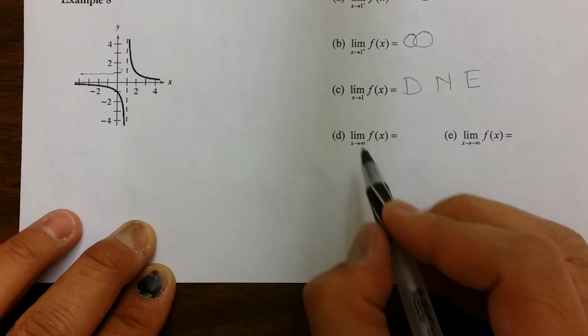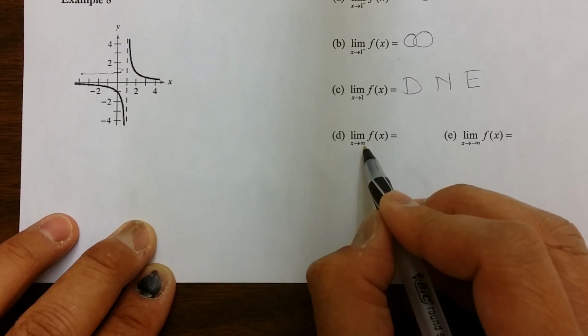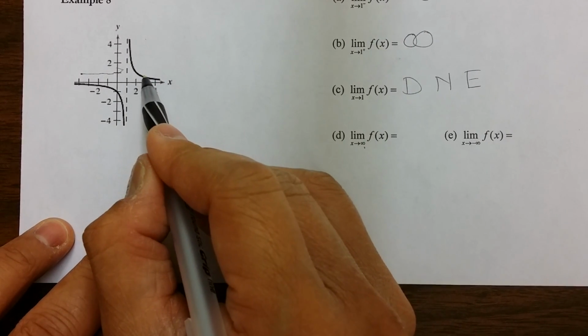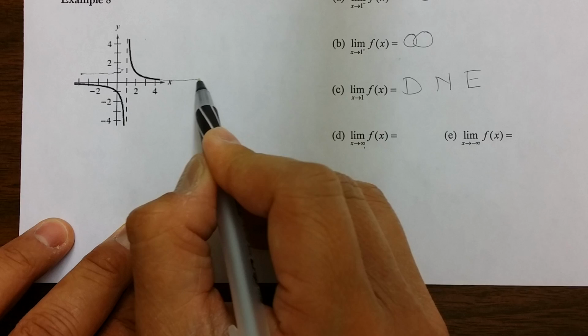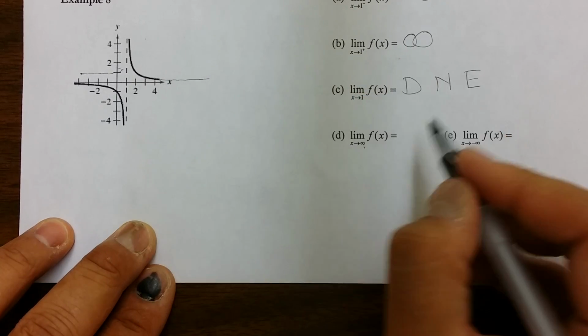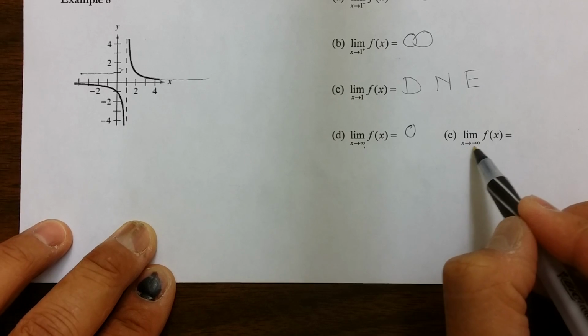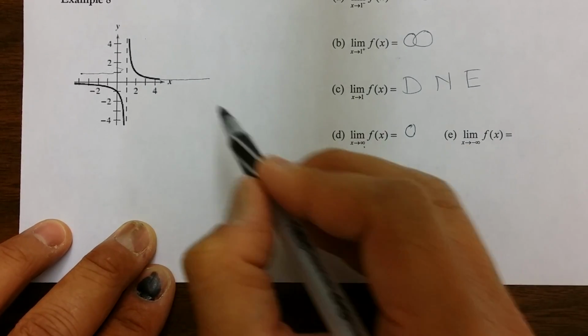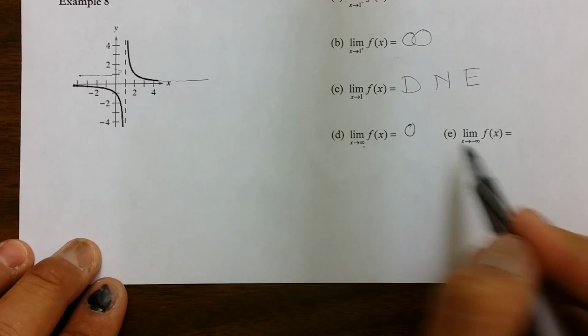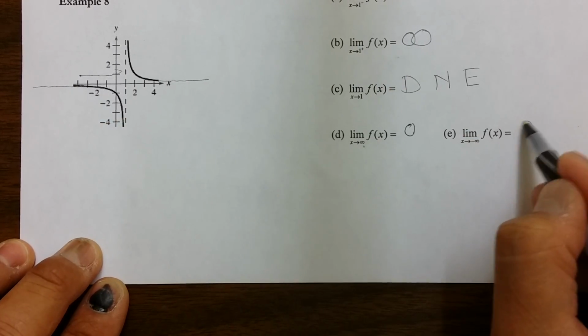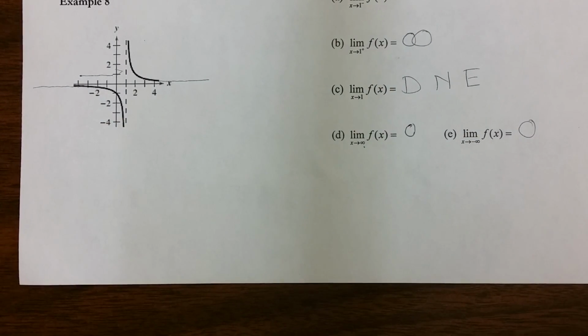Okay, what is the limit as x approaches infinity? Okay, so as x gets really big, if you look carefully, the function wants to approach 0. What happens when x approaches -infinity? Well, as x gets really big in the negative direction, the function also wants to approach 0. So we put 0 there. Awesome. I'll see you guys in class.